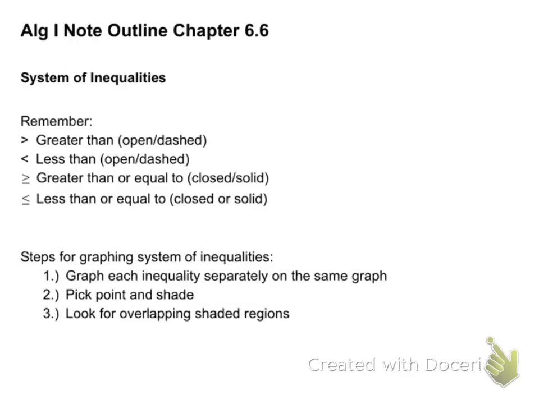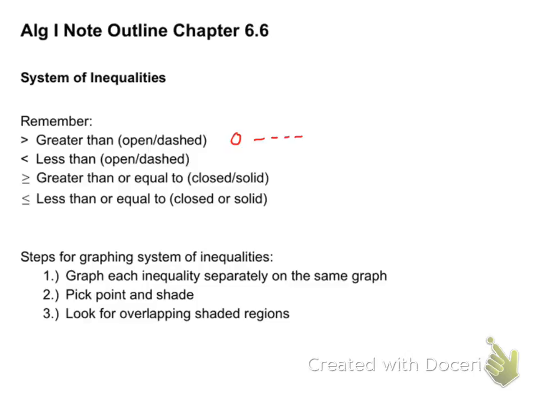So remember, we have a greater than symbol. Greater than, if we're talking about a number line, is open. If we're talking about a graph with two variables, it's a dashed line. This means it's not included. So these here, greater than and less than symbols, are open or dashed. They're not included. So if you want, you may even put something like that. One is for a number line, not included, dashed line, not included.